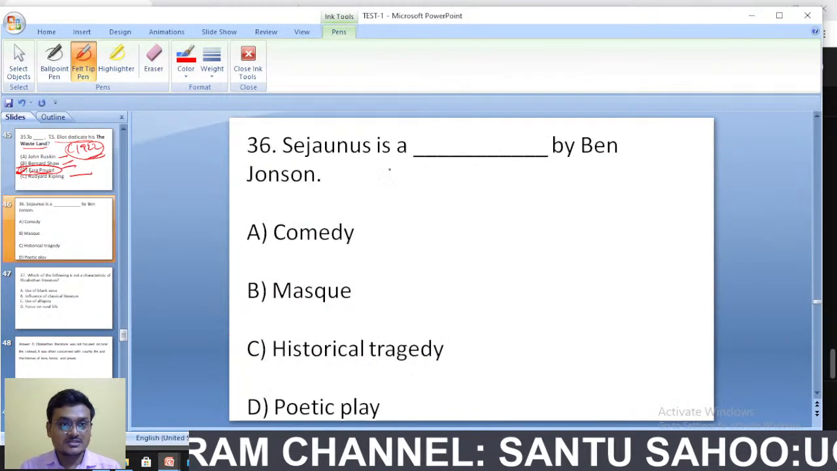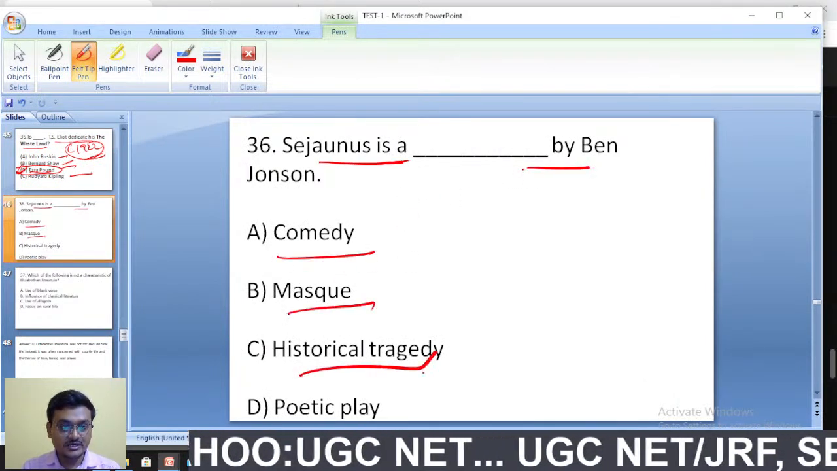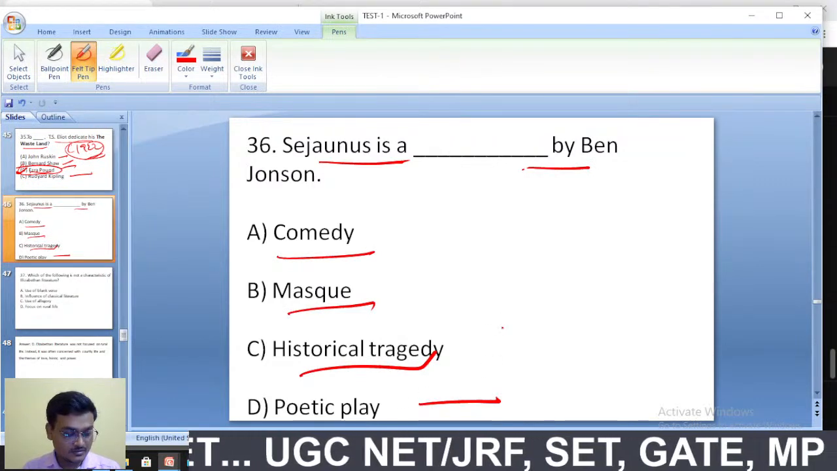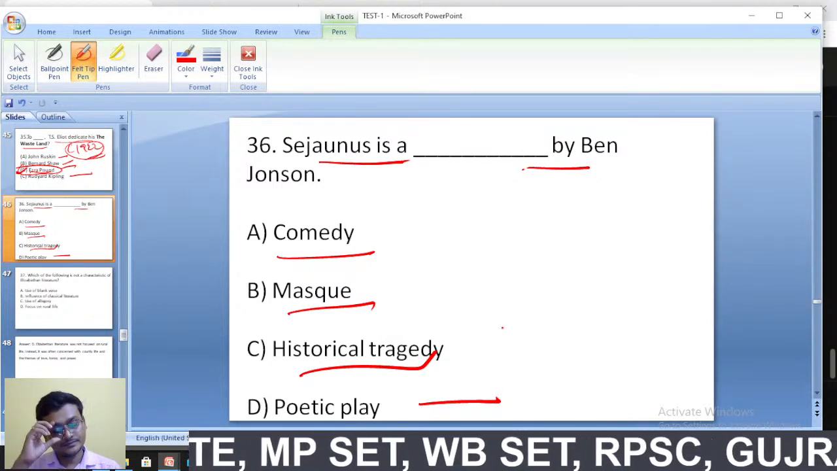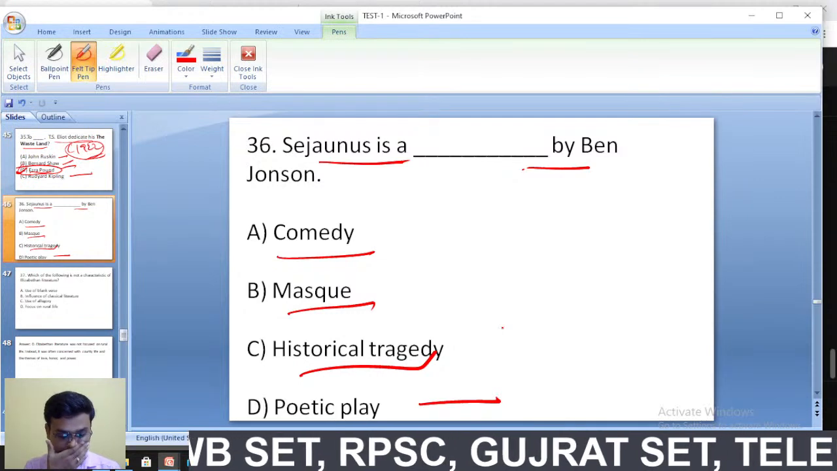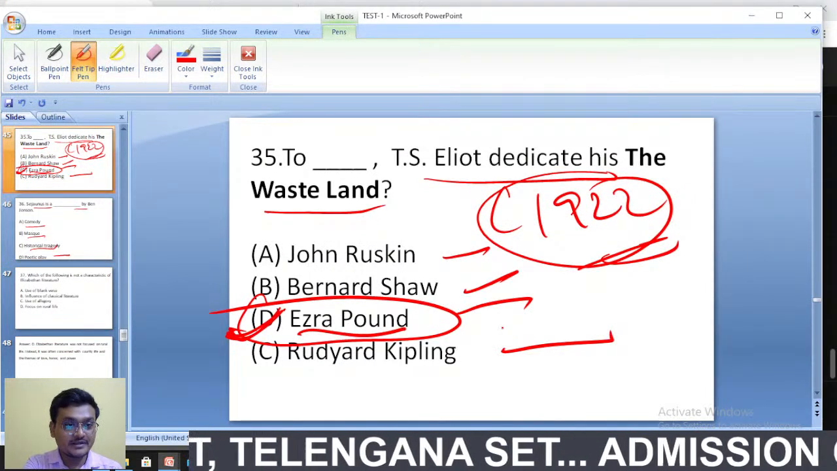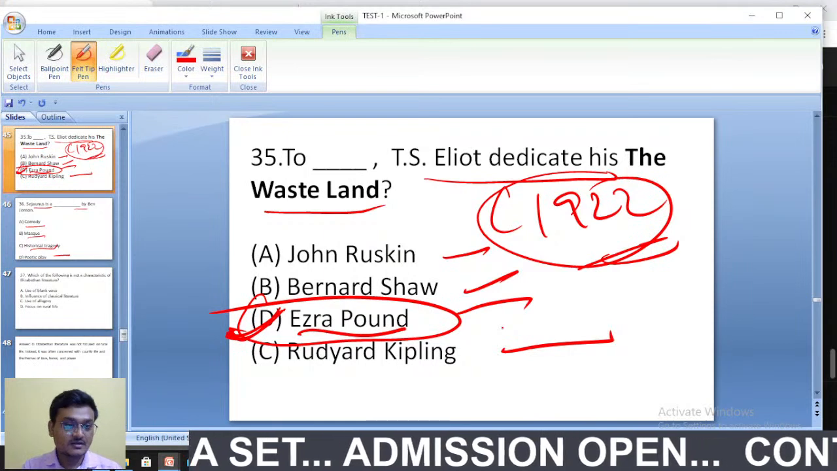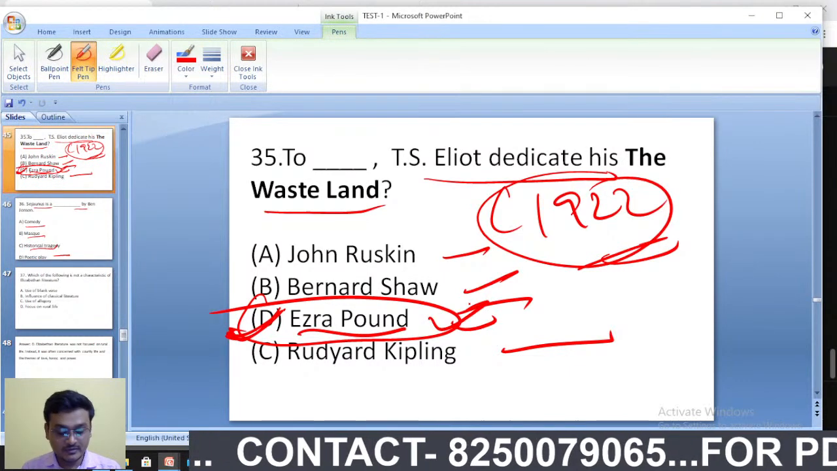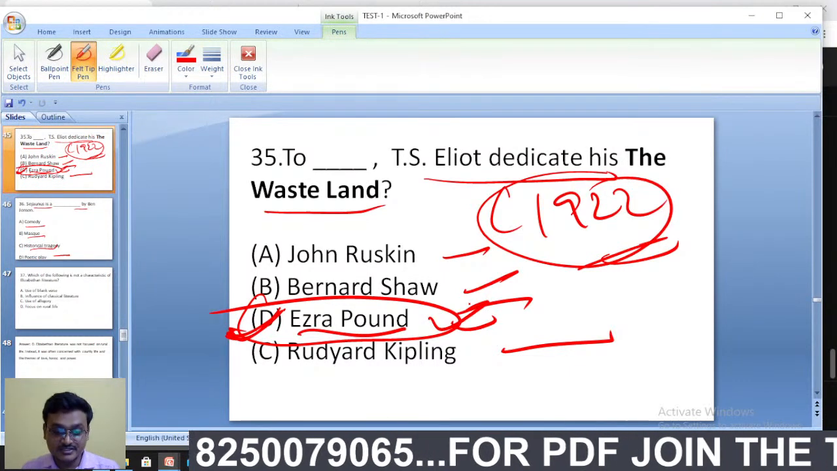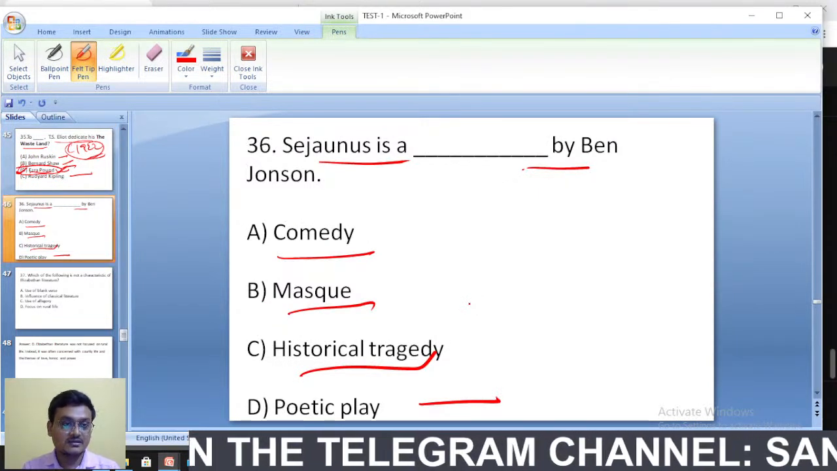Okay. Sejanus is actually by Ben Jonson, a dash by Ben Jonson. Comedy, masque, historical tragedy, poetic play. A, B, D, C. Got it, yes, I can understand. It was my mistake actually. Ezra Pound was there. Got it, everyone, this is my mistake. Got it, Saurav and Subhranshu as well.